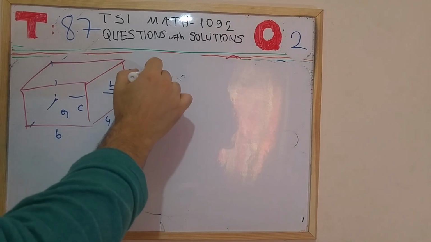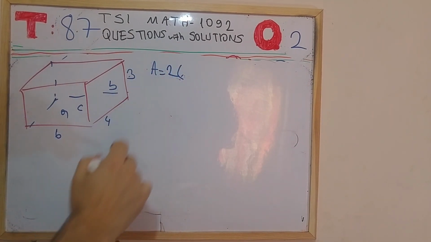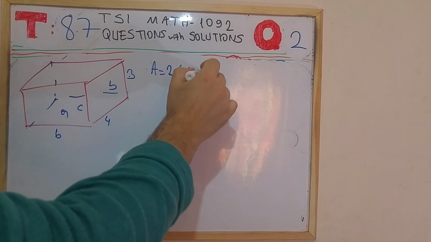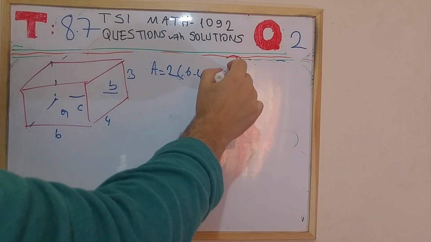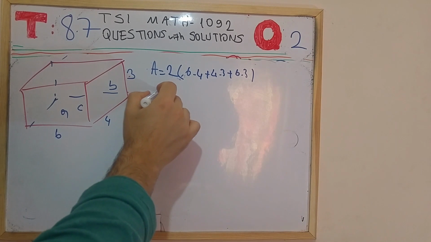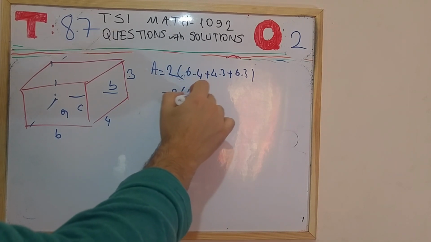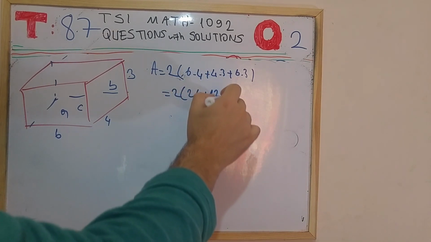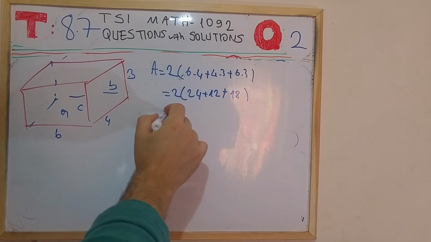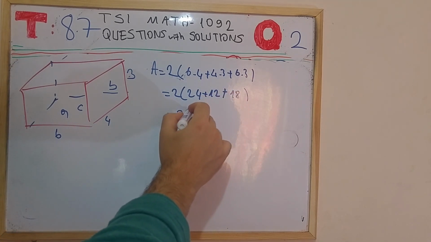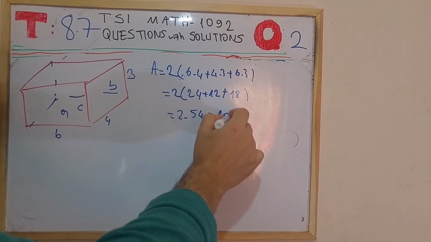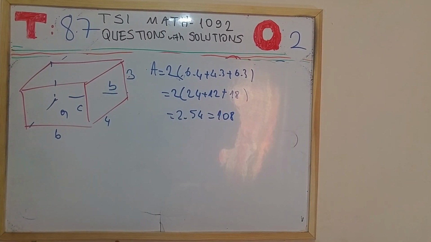This time the area would be equal to 2 times 6 times 4 plus 4 times 3 plus 6 times 3. That is equal to 2 times 24 plus 12 plus 18, which is equal to 2 times 54, which is 108.